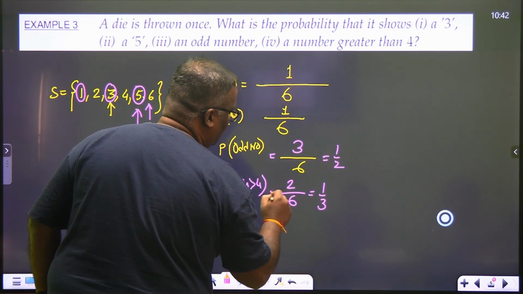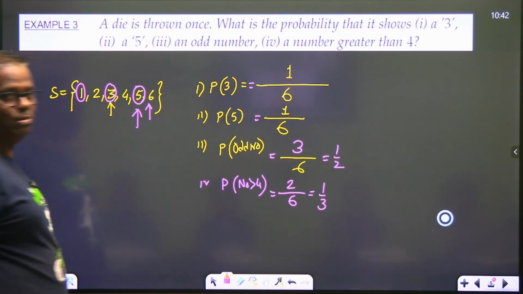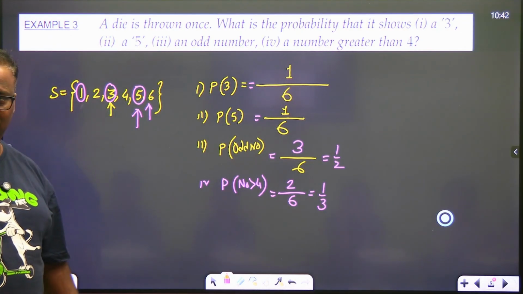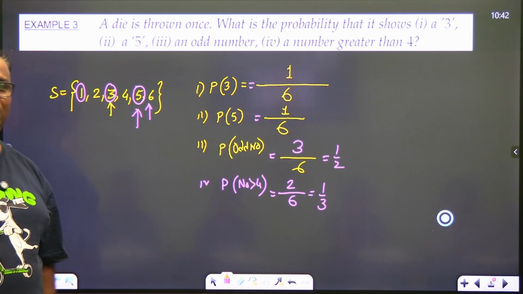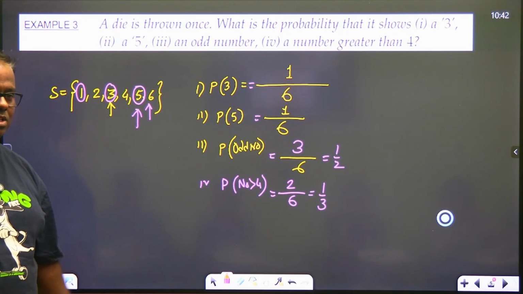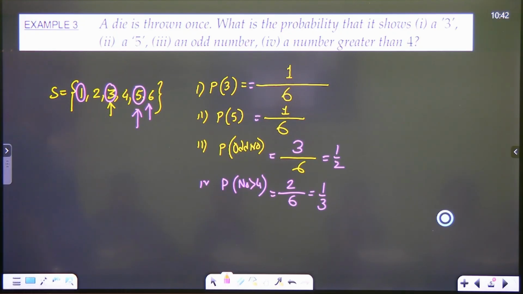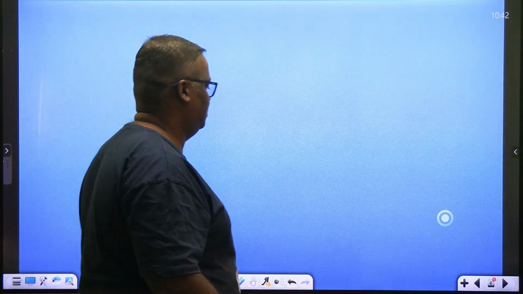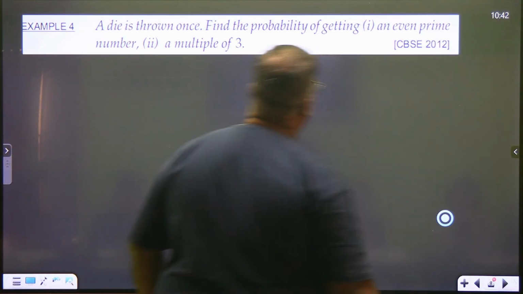Tell me, children, is some idea of probability problems developing? All of you getting it? Any doubt? Anyone so far? Any questions? Okay. We'll go to the next one. There are many like this. Let's take the next one.